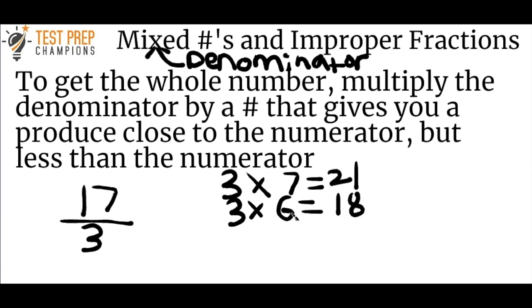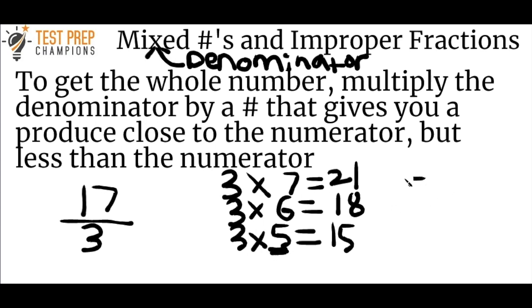So 6 won't be the whole number. 6 is a little bit too big, because when you do 3 times 6, you get 18, which is greater than 17, and that isn't what we want. We want a number that is lower than 17, close to 17 but lower. So we tried 7, we tried 6, so let's bump this down by 1. Let's do 5. 3 times 5 equals 15. And look what we've got here. 15 is close to 17, but it's less than 17. So 5 is perfect. 5 is going to be the whole number.